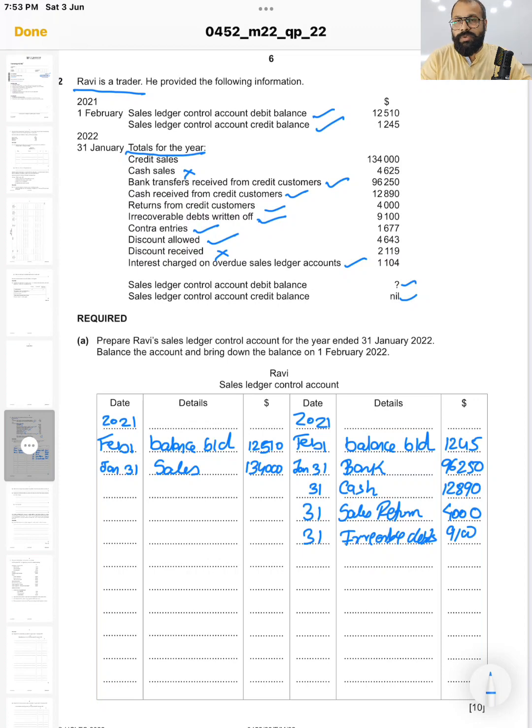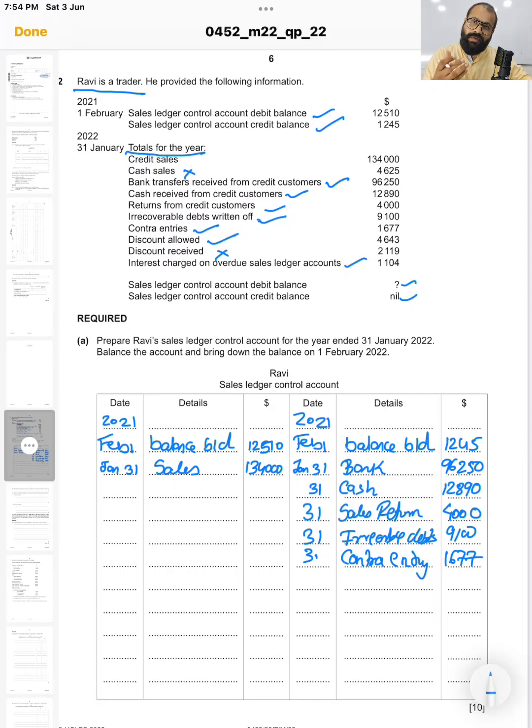Okay, now there is a contra entry. I mentioned what a contra entry is: you are selling goods to a customer and even buying from that customer. Whenever you are selling and buying with the same party, we will not pay him 100 and he will pay us again the balance amount. It is better we deduct the lower amount and directly pay or receive the difference. The lower amount here is the contra entry, 1677. So I will mention on the credit side contra entry 1677.